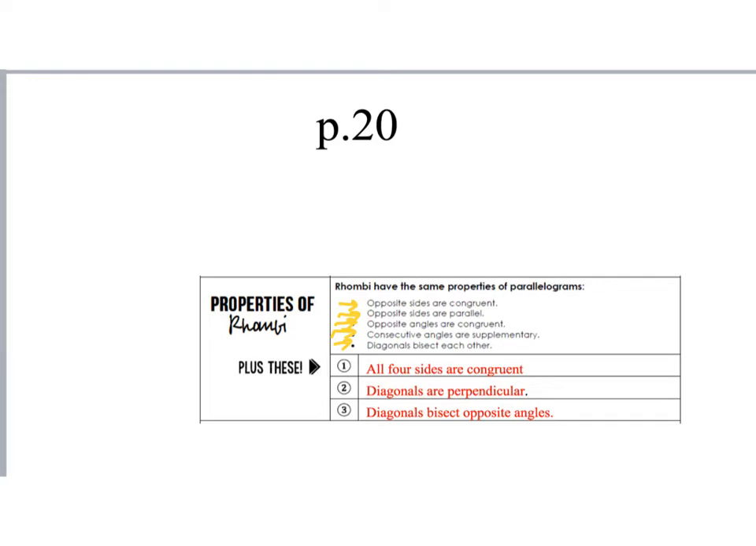So here's this first one. All 4 sides are congruent with a rhombus. The diagonals are perpendicular, and perpendicular means 90 degrees. So when the diagonals cross, they form a 90-degree angle. The diagonals bisect opposite angles. So if an angle is 60 degrees, when the diagonal bisects it, it'll be 30 degrees each. So we'll get to that.